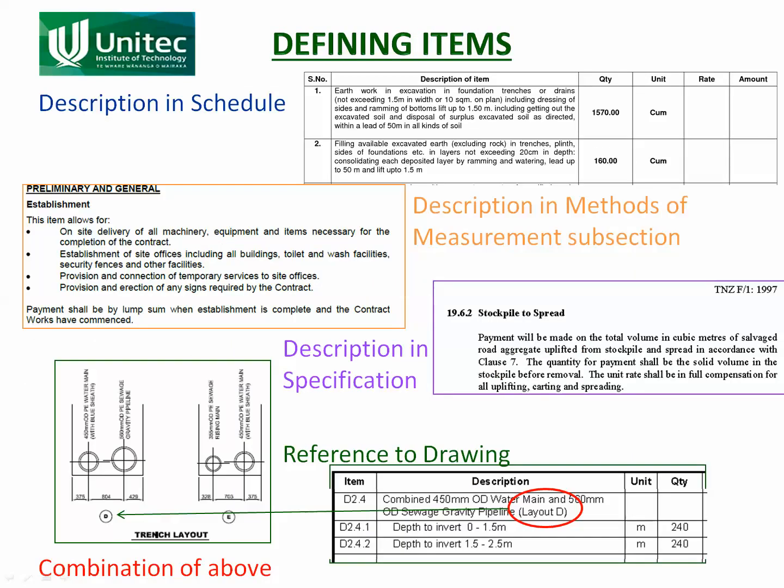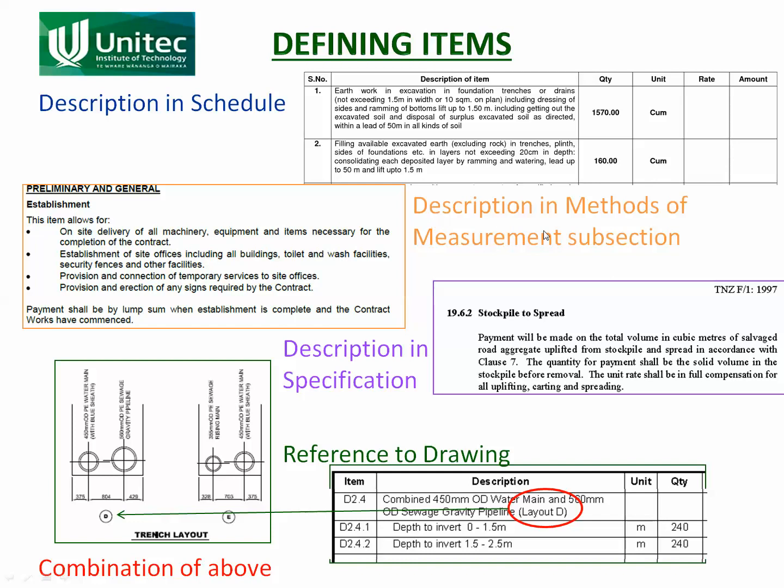So there are different ways of defining it. The first way is the description in the schedule. So this is a schedule here. Off to the right of that is an example. You can see that they've described the whole item in the schedule itself. So earthwork and excavation and foundation, it describes the whole thing. It's almost like a specification. Then they've got the quantity, and that CUM is cubic meters, so it's meters cubed. And then there's another one there, filling the available stuff. So that's a way of doing it. You can put it all in the schedule.